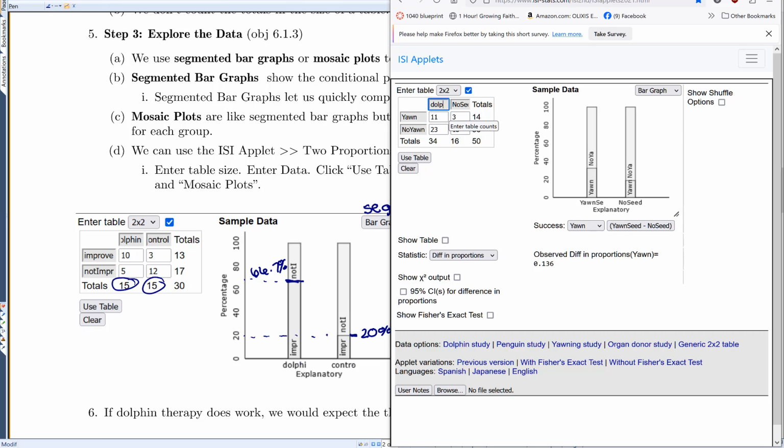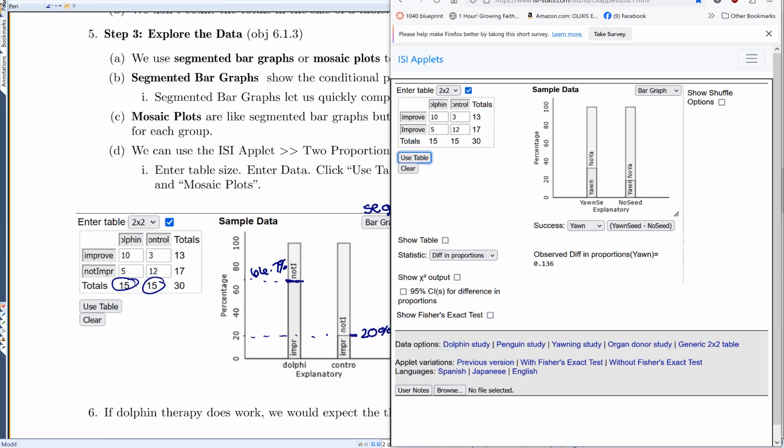So we'd put dolphin, and then I put control and improve, and I put in my data, so I'll put in 10, 3. Now here I need to put not improve. If I put in a space, it won't work. Do not do spaces. If you get an error, check and see if you have spaces in your names. It just does not like spaces.